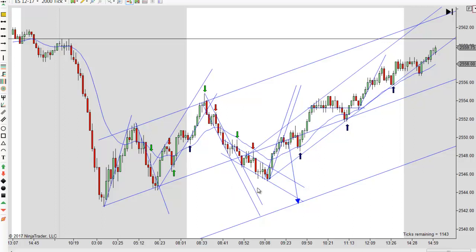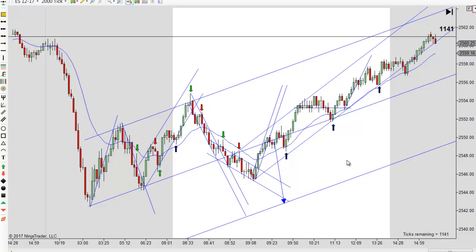And like I said, there's another one working up through here. You can draw one off that swing, and it'll fit on this side as well. So there's another shorter term one in there, but it didn't really help you. It probably would have confused you more than it would have helped you, if anything.